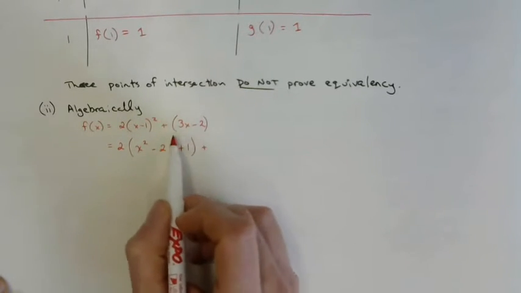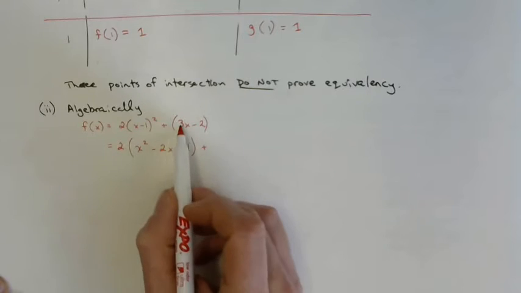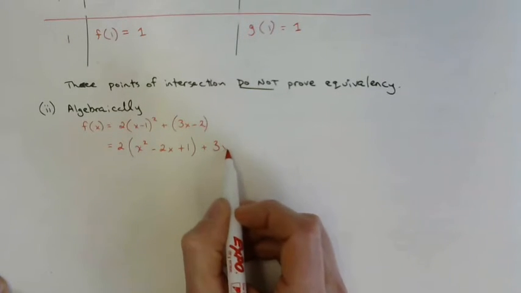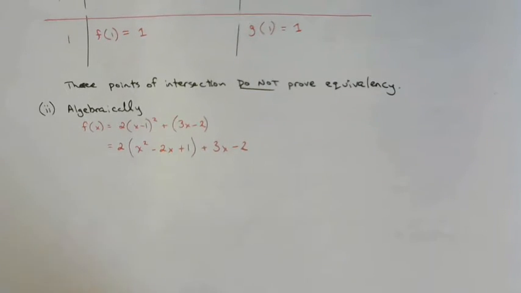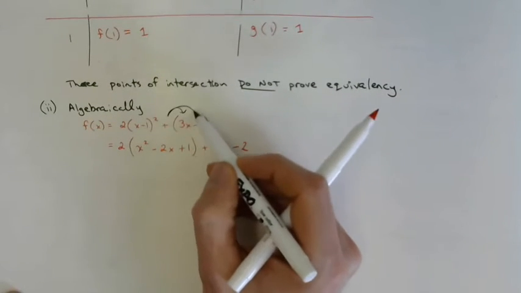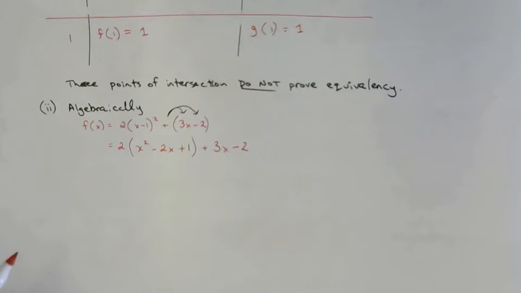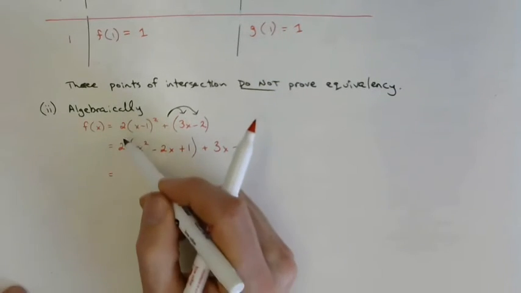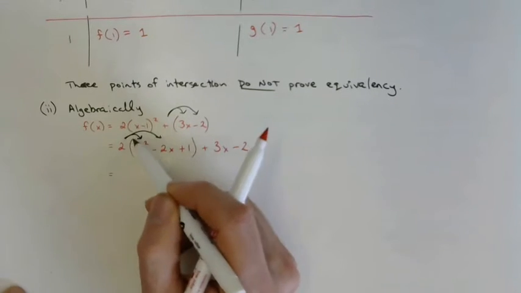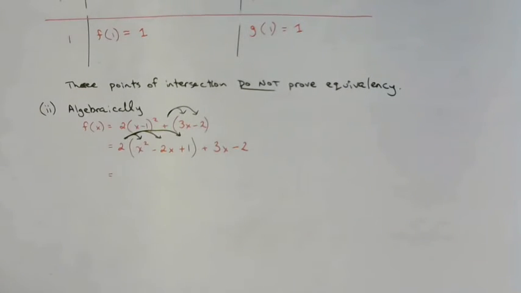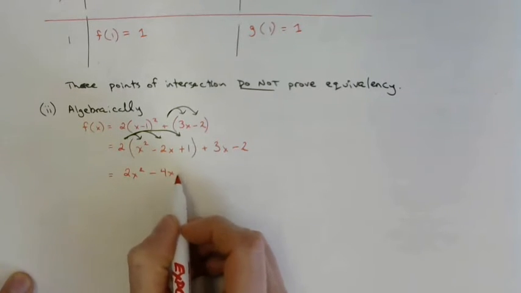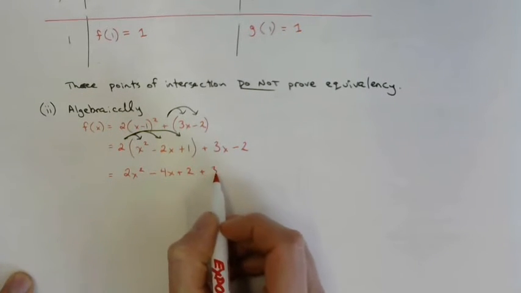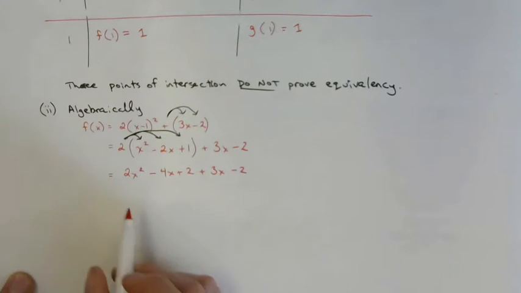This group is just itself because it's just being added. So I actually don't need these brackets for that group. It's just 3x minus 2. You could think of it as distributing this plus sign to both terms. Now we're distributing our 2 out here to each term inside the trinomial, which gives us 2x squared minus 4x plus 2. We still have the 3x minus 2 on the outside there.